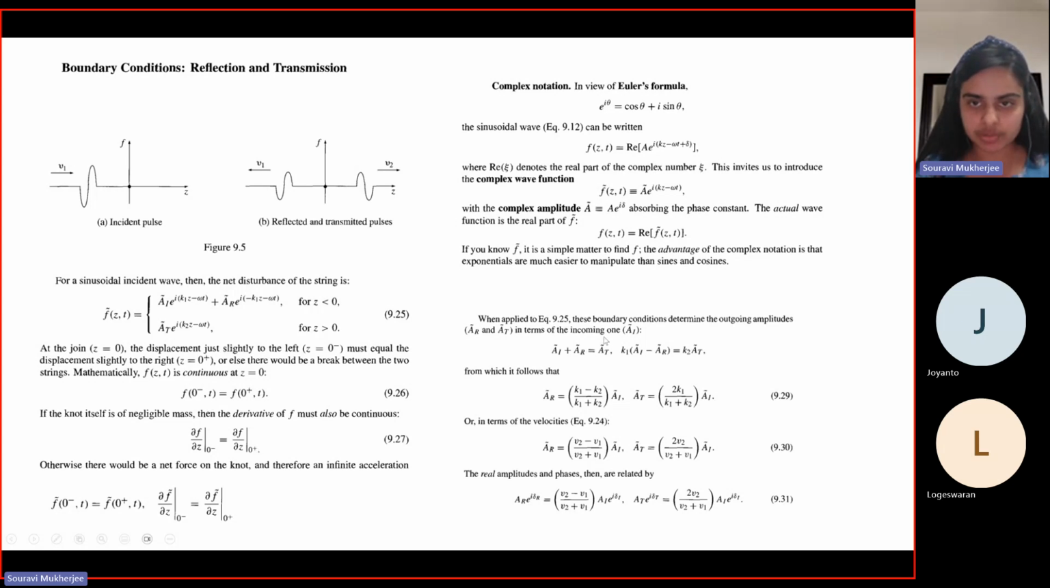If you apply these boundary conditions, you'd get these two relations. This is how these coefficients are related to each other once you apply the continuity conditions. If you do that, you would finally get this expression which relates how the incident wave amplitude is related to the reflected wave amplitude and the transmitted wave amplitude. Here V1 and V2 are the velocities of the wave in the two different media.